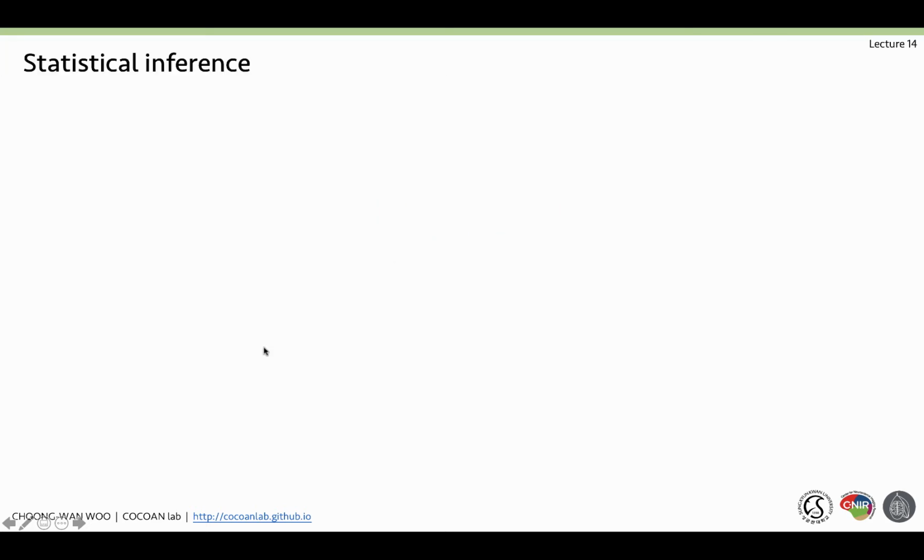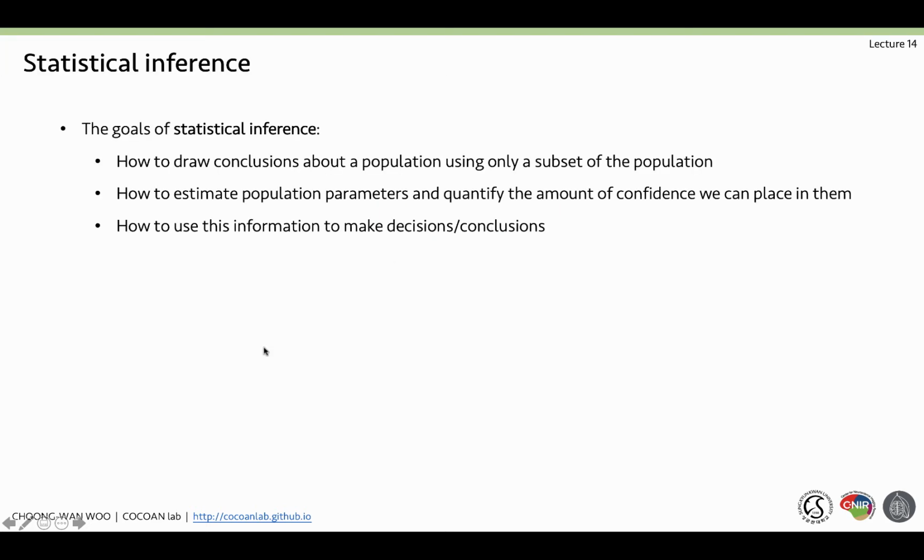So in statistics, we really want to do inference. The goal of statistical inference includes how to draw conclusions about the population, because, for example, if we do a survey, we cannot do the survey for every person in the population. So we can only use a subset of the population. We call this a sample, right? So using the sample, we want to know something about the population. And how to estimate population parameters.